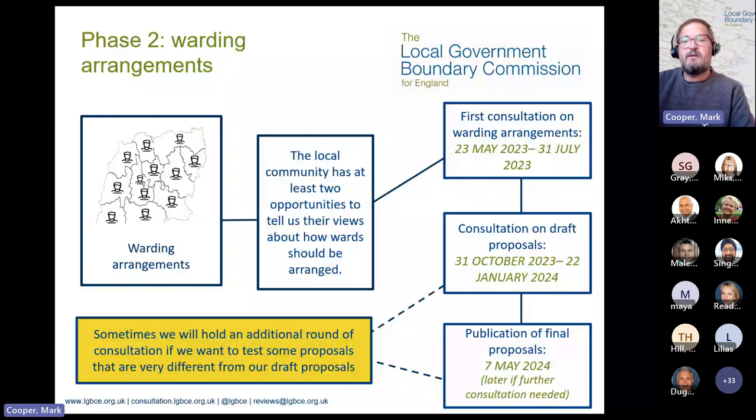However, sometimes we may be persuaded to hold a third round of consultations if we want to test some suggestions we've received during the second consultation period, which are very different from those which were originally proposed. This further consultation is usually only restricted to one or two areas of the local authority if it's needed, but it can help the Commission clarify our thinking if we receive persuasive alternatives during the second round of consultation.